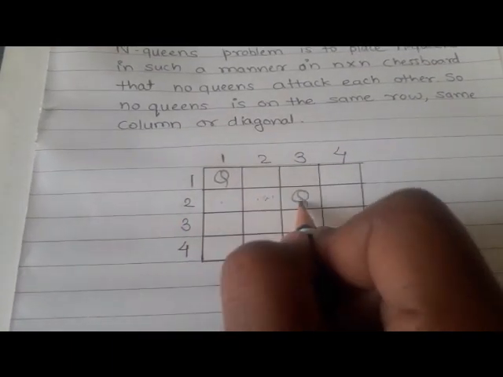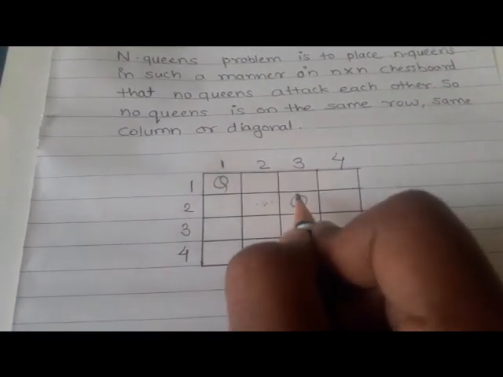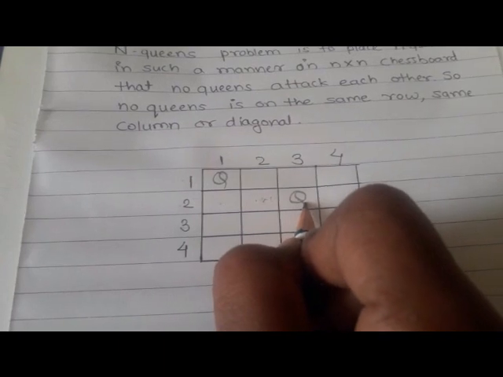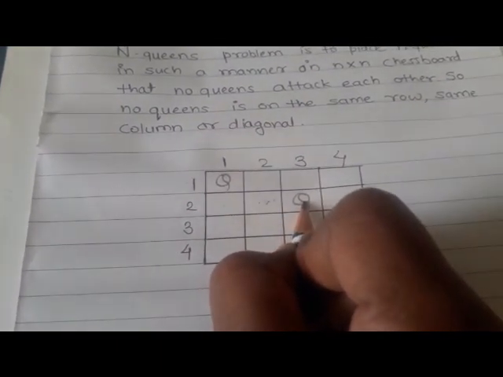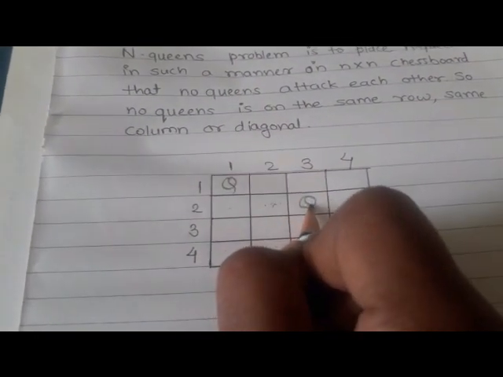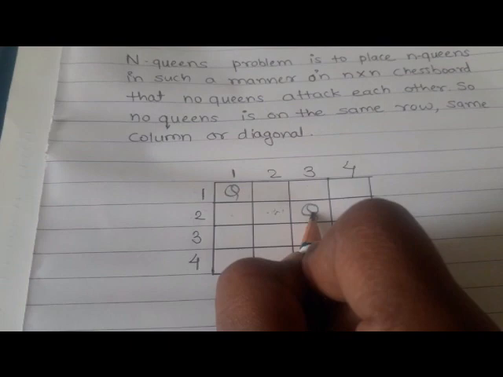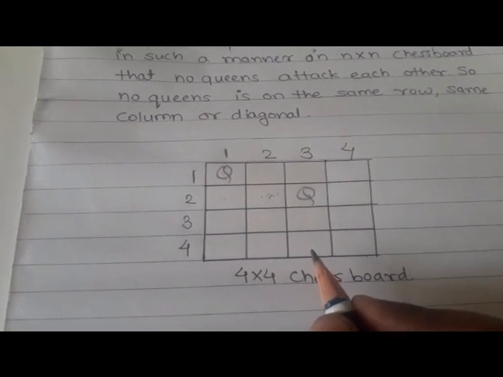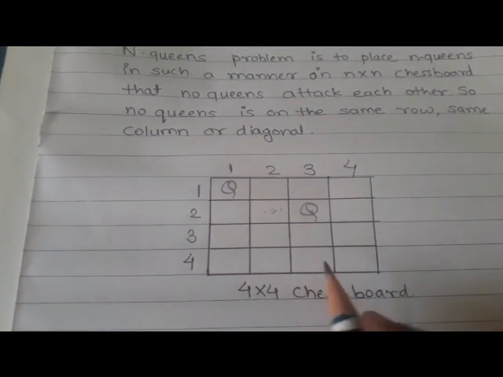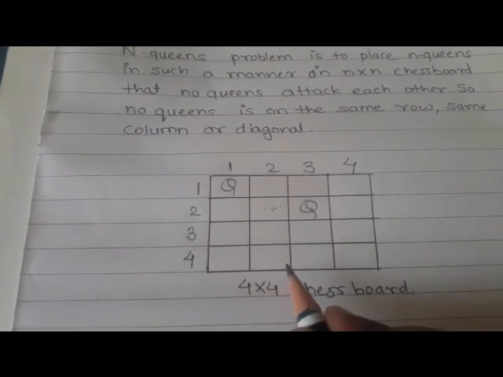Now the second queen is placed in the third column. If we put the second queen in the third column, this queen can't directly attack this queen. So this position is safe for the second queen. But to put the third queen safely, there is no position left.